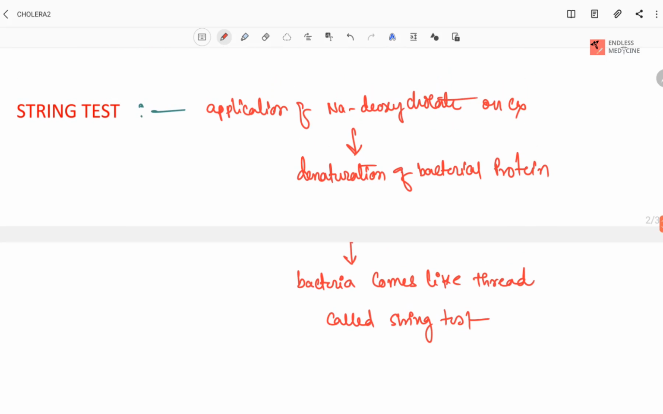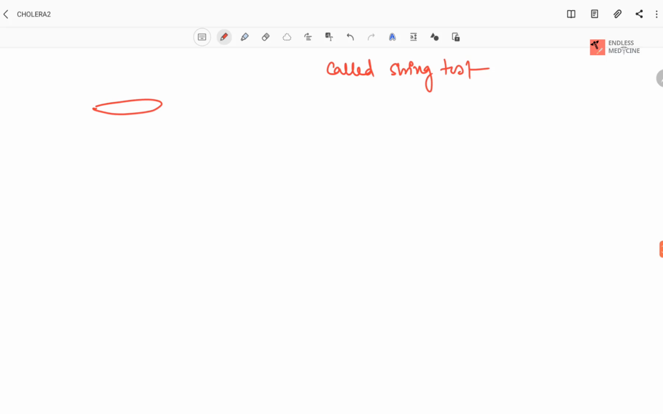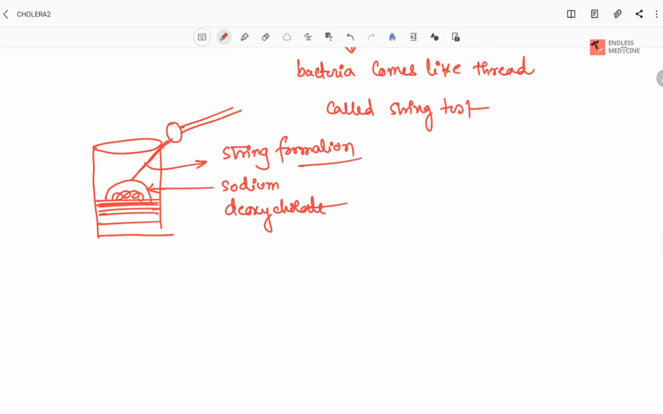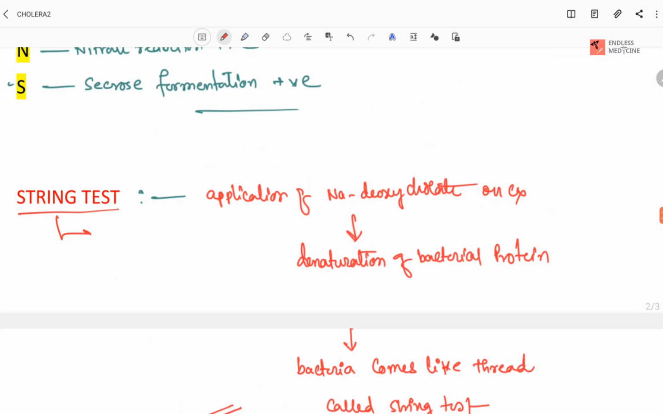So make a diagram. Let this be the culture media, and here is the bacterial growth. Application of sodium deoxycholate causes the denaturation of protein. When we take the colonies with the help of a loop, it causes the string formation. So the string test is positive for Vibrio cholerae.